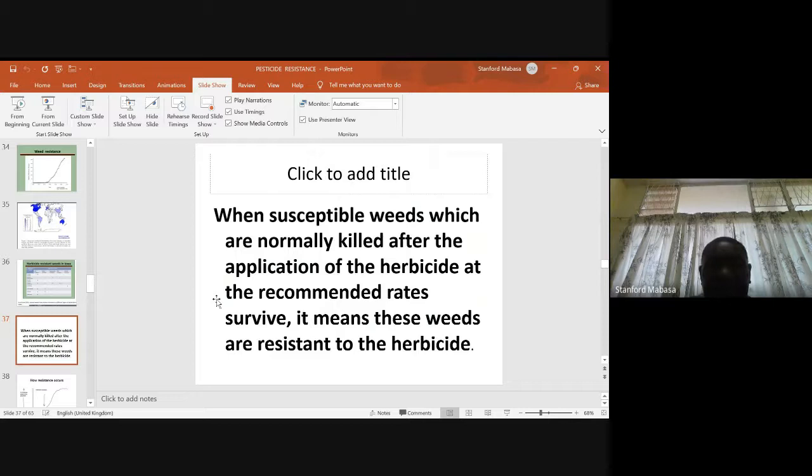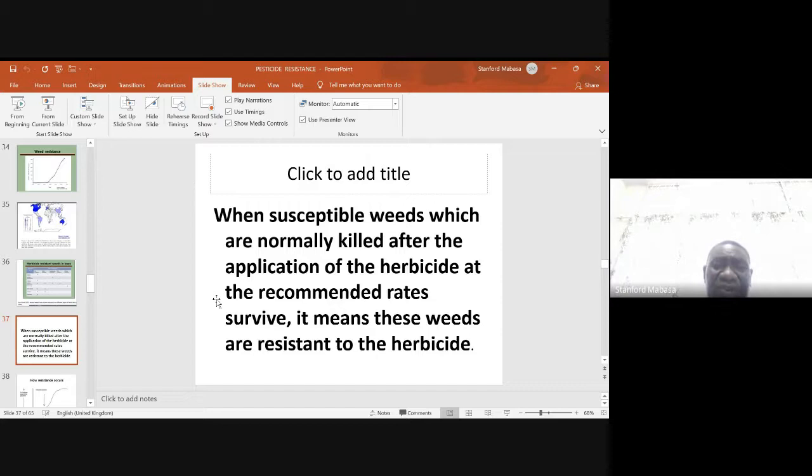Now, when susceptible weeds, which are normally killed after the application of the herbicide at the recommended rates, survive, it means these weeds are resistant to the herbicide. Here, it should not be confused with wrong calibration, which can give rise to wrong rates, and we fail to control it. Here we are talking of when our calibration is good and we are doing the right thing, then we fail to control the weeds.